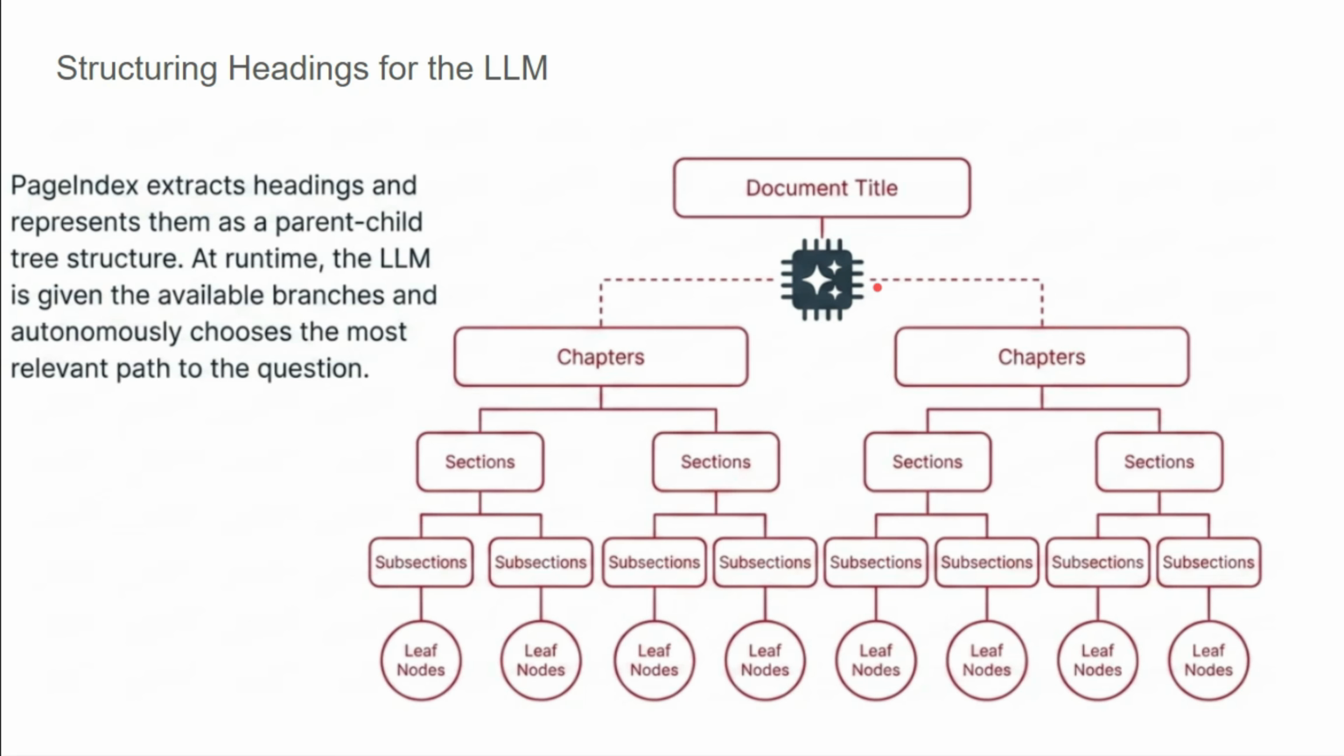Then we'll implement the tree navigation. We'll give the LLM the available branches and let it choose which branch is most relevant to the question. Then we'll navigate until we reach the leaf node. And finally, we'll extract the content between the current heading and the next appropriate heading.